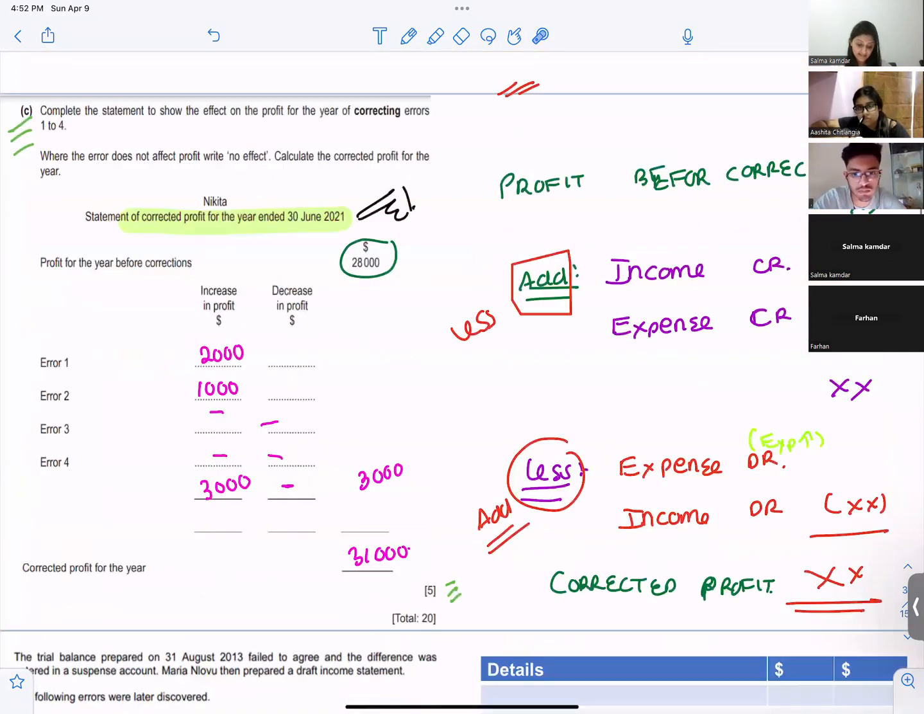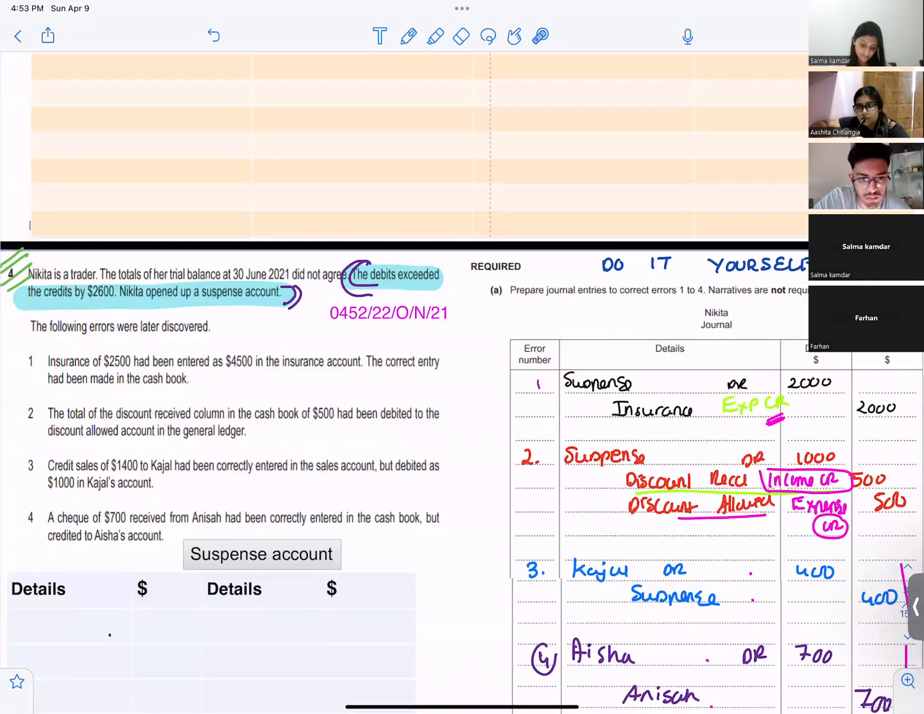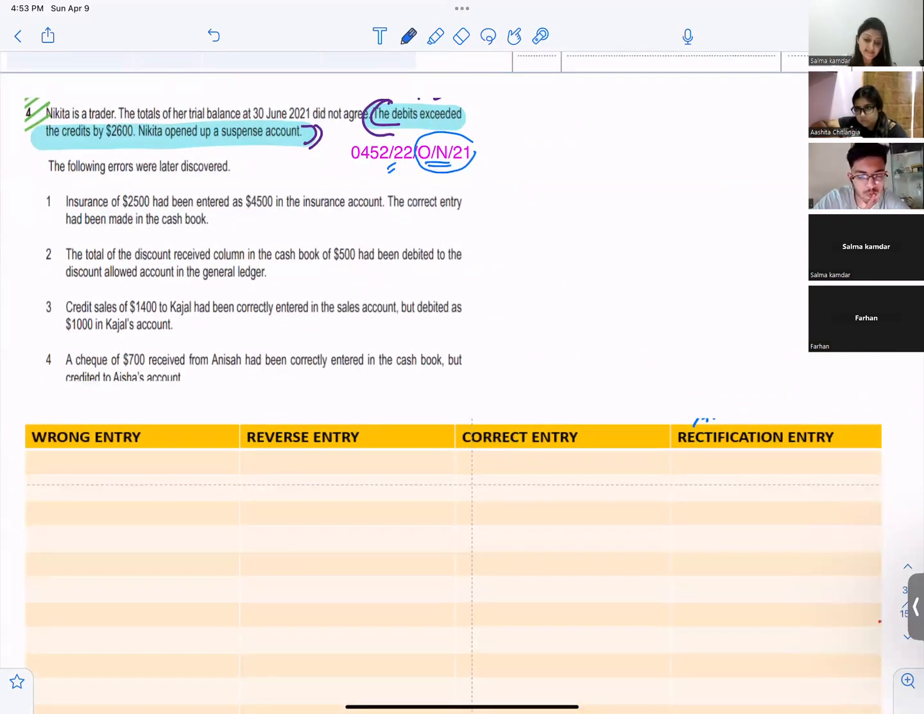The debit exceeds the credit by 2,600. What does this mean? It means that the debit is more than the credit when it's supposed to be equal. The debit always has to be equal to the credit, but over here, the debit is more than the credit. So that means there is a difference in the trial balance.